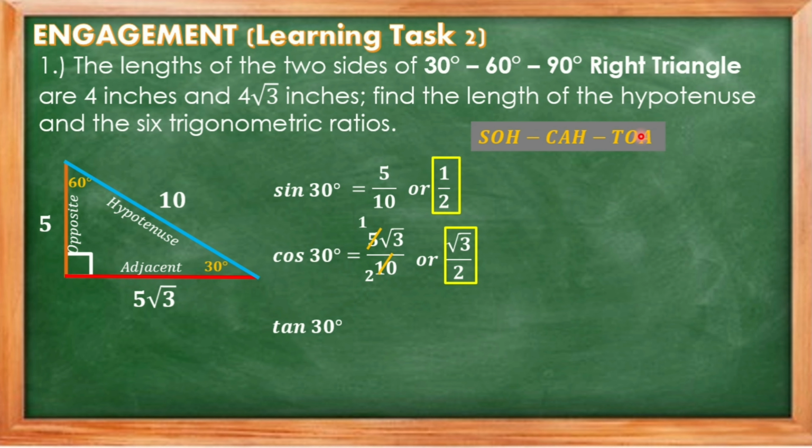For tan 30 degrees, so ito naman si TOA naman yung gagamitin natin, opposite over adjacent. So, ang opposite natin is 5, ang adjacent natin is 5 the square root of 3. So, we have 5 divided by 5 the square root of 3. So, again, as you can see, pwede natin ma-simplify ang 5 at saka yung 5. Okay, so ang GCF nila pareho ay 5. So, pag divide natin yan pareho sa 5, 5 divided by 5 is equals 1 and 5 divided by 5 is also 1. Sa numerator, ang natira na lang ay 1. Sa denominator is 1 times the square root of 3 is the square root of 3.